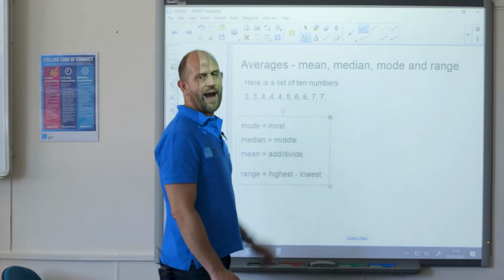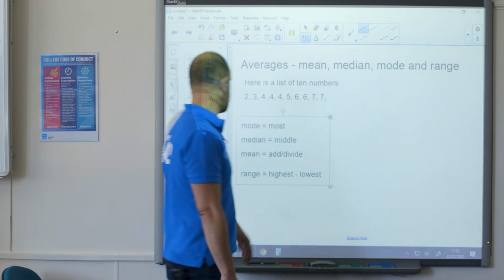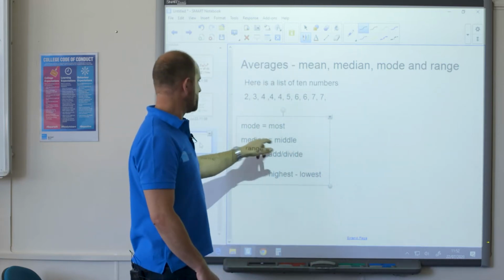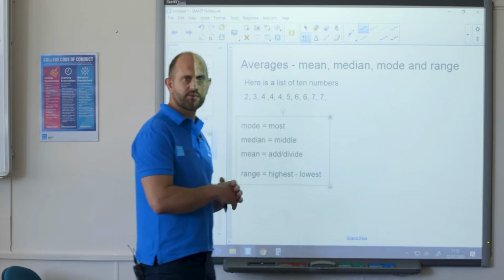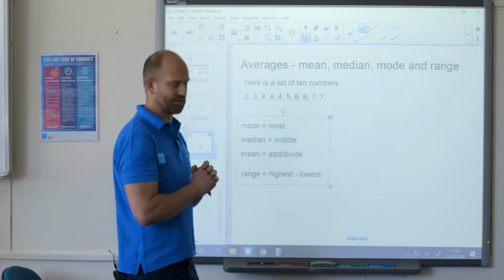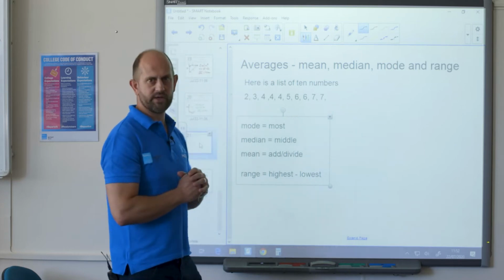Okay, so now we're going to look at averages. Averages are mean, median, mode, and range. Mode is the one that we see the most. Median is the middle value. The mean, we add and divide. So we're going to add all of our values up, and then we divide by the number of values that we see. And the range is the highest value, take away the lowest value.